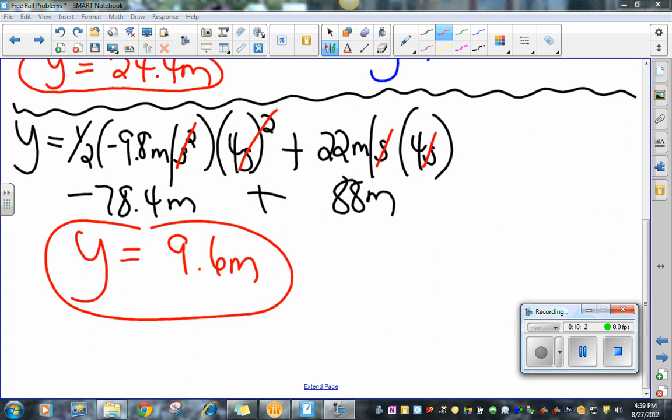All right, when you look at this one, you're plugging in. All you change is the time. So now you're plugging in 4 seconds in here. Don't forget to square it. And 4 seconds here. So on the left, it's negative 78.4 meters. And on the right, it's 88 meters. You add those two numbers up, and your vertical displacement is 9.6 meters. So this time, the longer time, it's gone a shorter distance in the air.